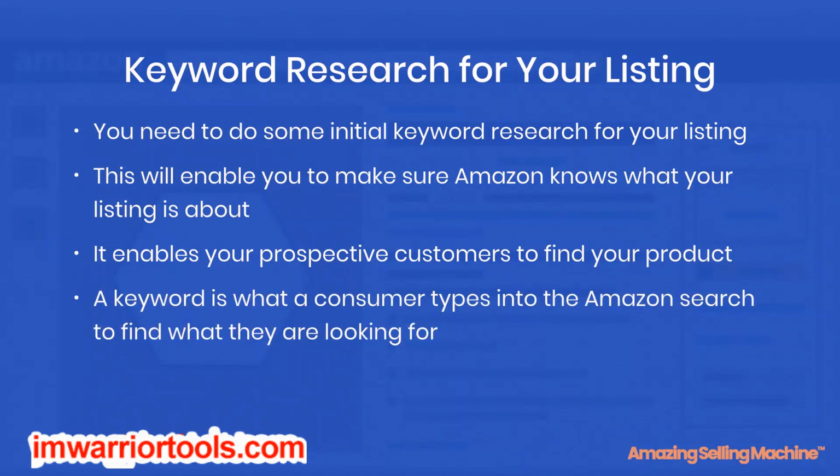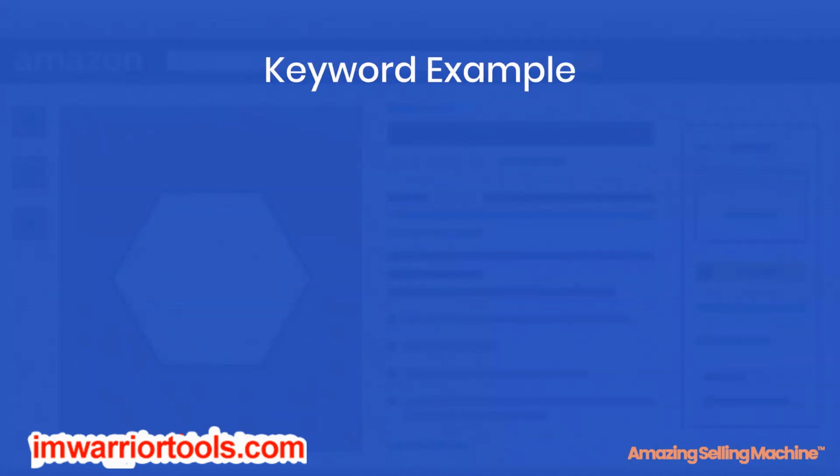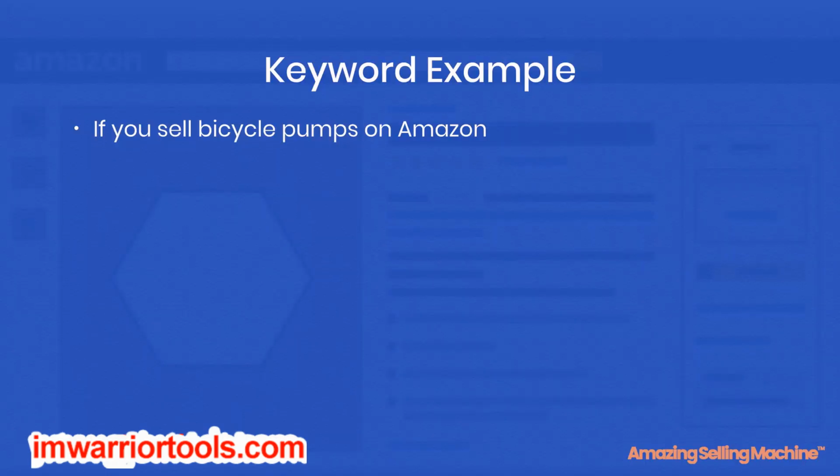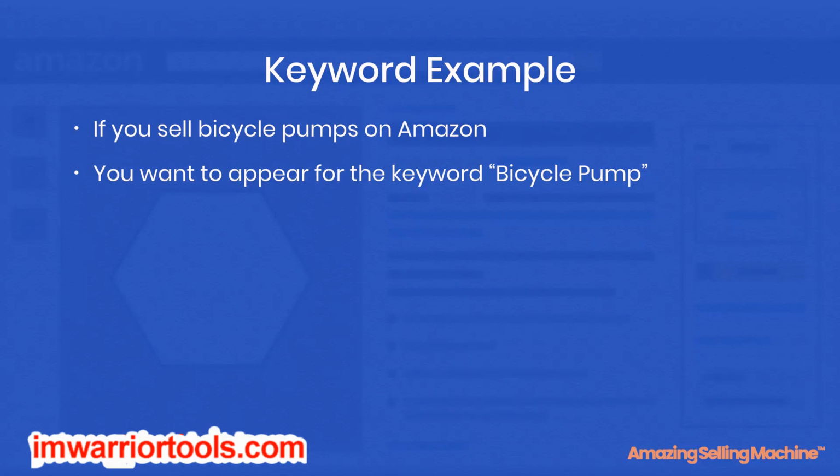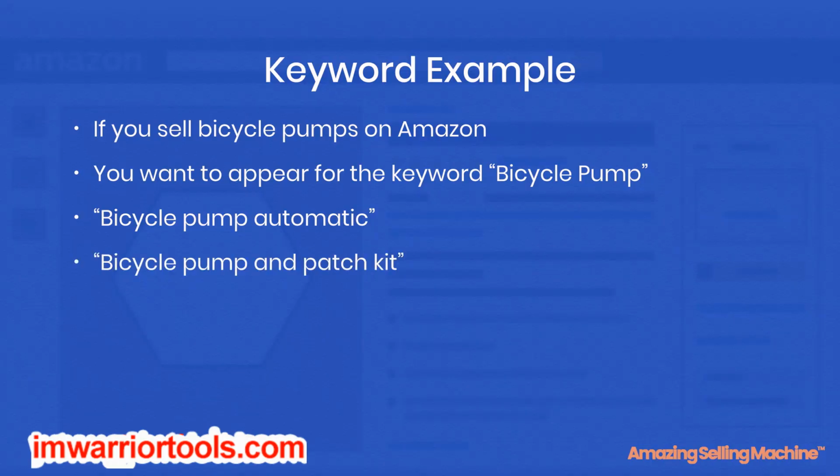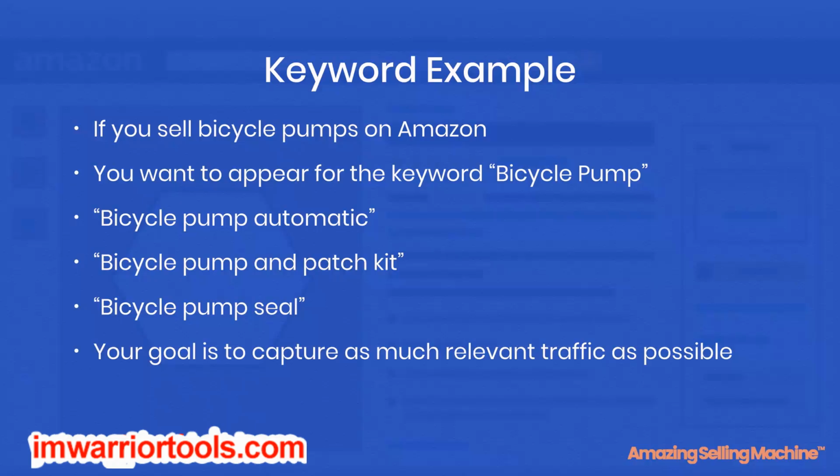A keyword is what a consumer types into the Amazon search to find what they are looking for, and it normally is 2 or more words. So let's look at a keyword example. If you sell bicycle pumps on Amazon, which is the example I'm going to be using, then you want to appear for the keyword bicycle pump. But you also might want to appear for the word bicycle pump automatic, and bicycle pump and patch kit, and even bicycle pump seal. Now your goal is to capture as much relevant traffic as possible.